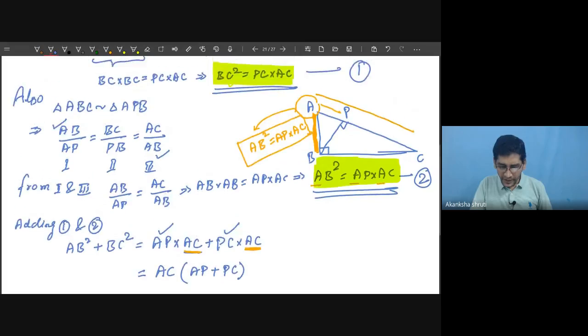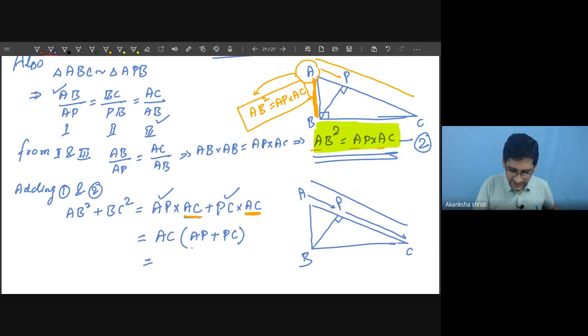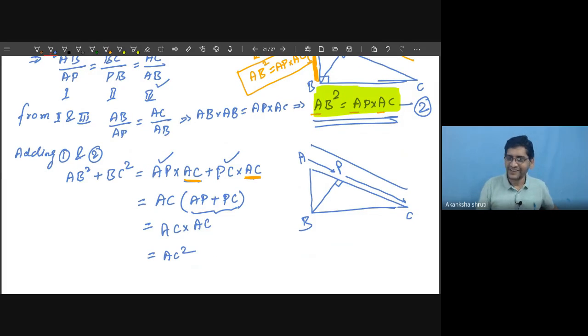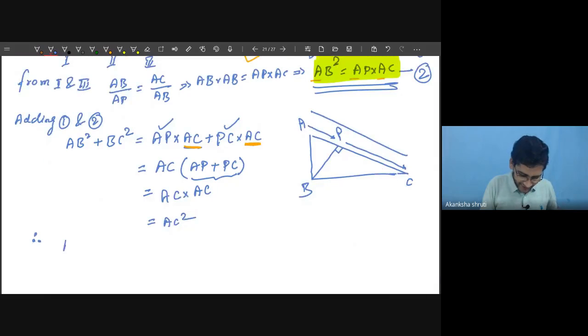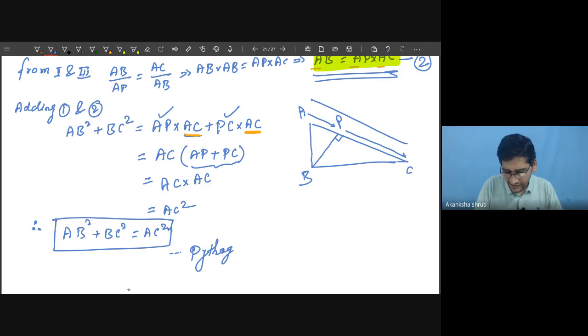Okay, student. Now observe. Now again come back to the figure. Our triangle is ABC and the perpendicular P is here. AC is out. AP is this much length and PC is this much length. What does it become? This becomes AC. Is it okay? This is the same as the length AC. So the inside-the-bracket term can be written as AC itself. So the right-hand side becomes AC square. See how interesting this is? AB square plus BC square is equal to AC square. And whatever relation is obtained is called the Pythagoras theorem.